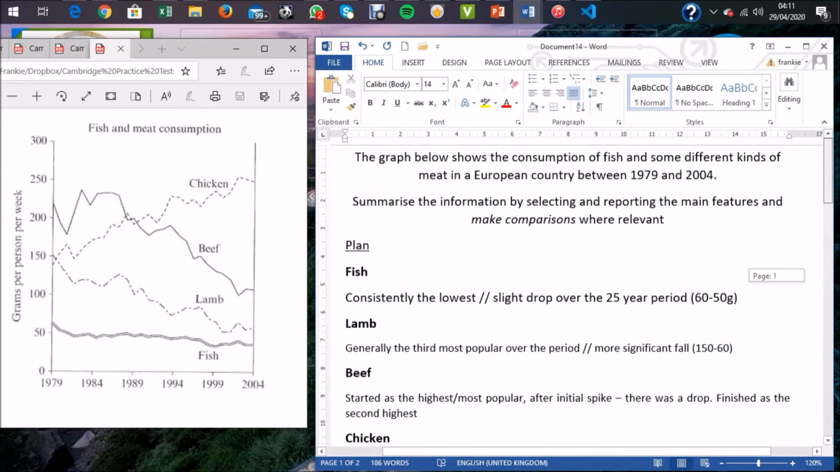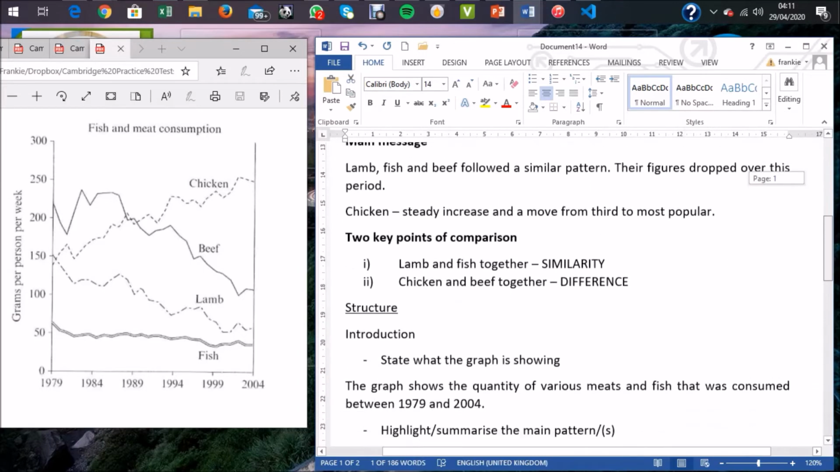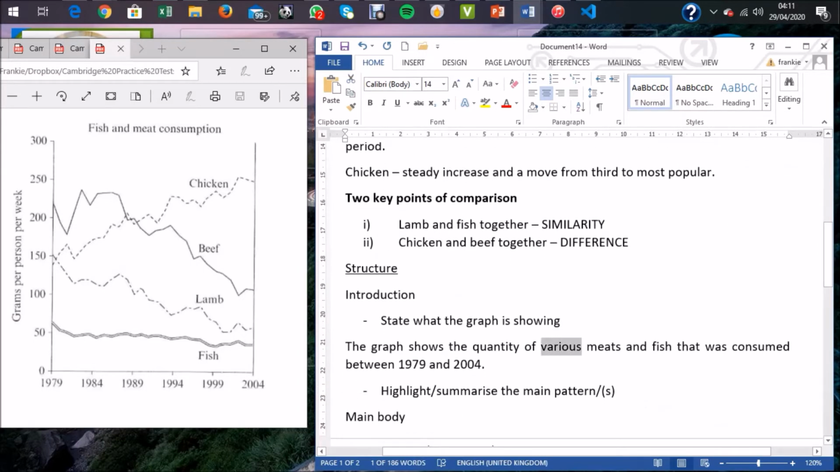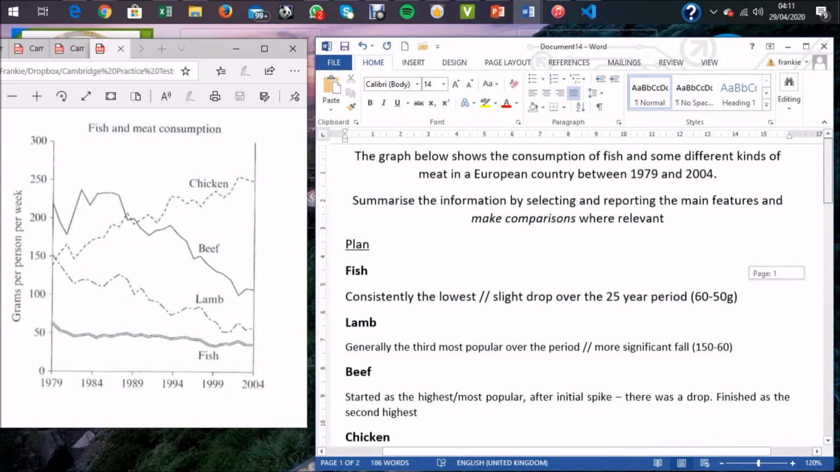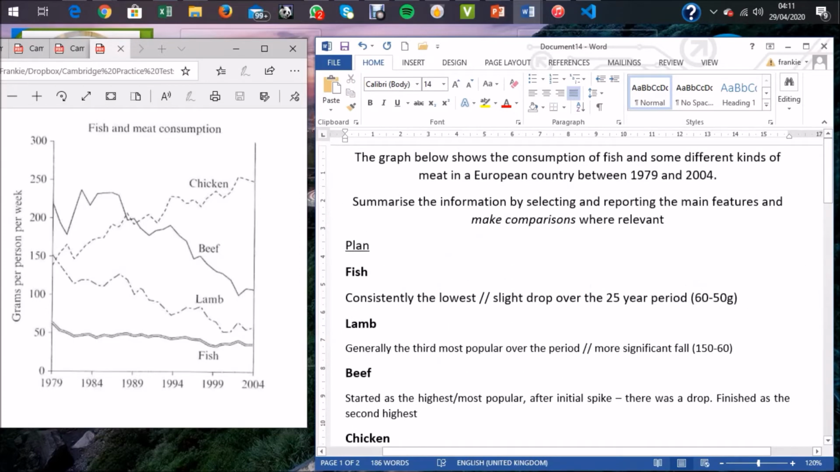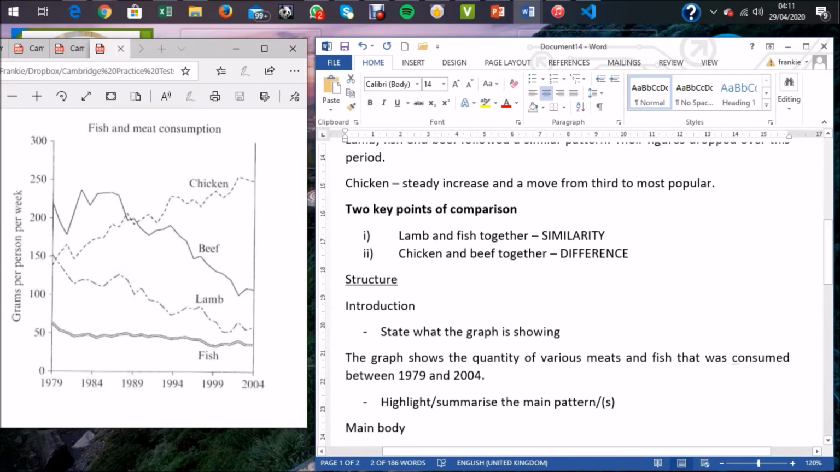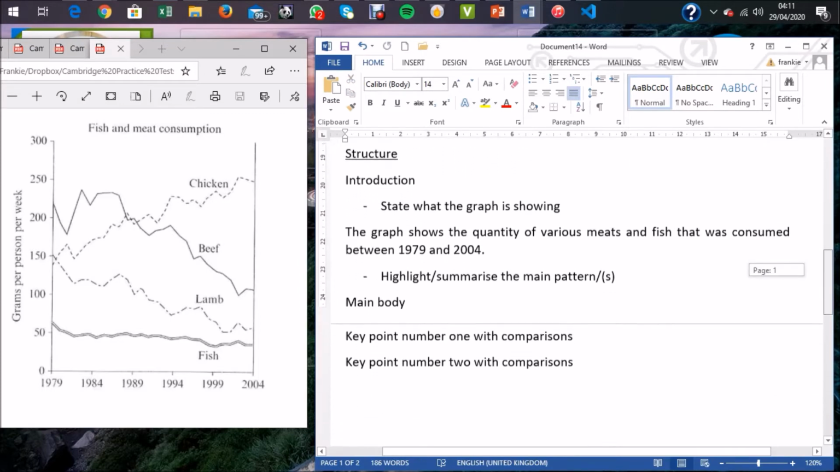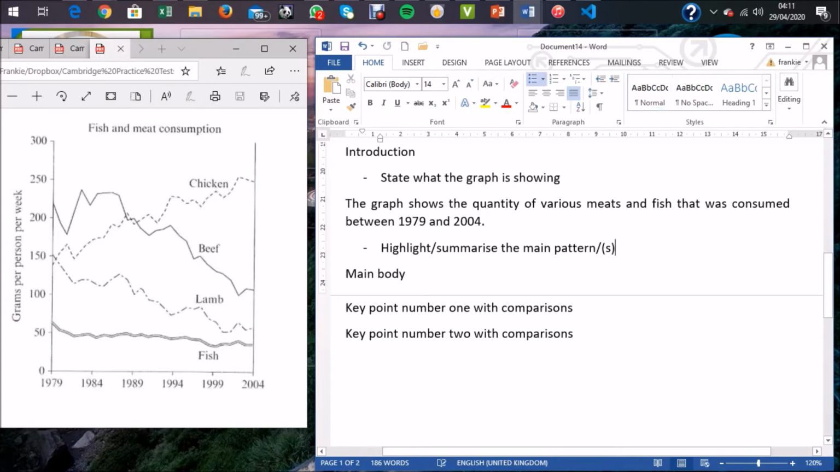So you can see that the question says the graph shows the consumption of fish and some different kinds of meat. Instead of saying different kinds of meat, I have said various meats, which is a synonym, and instead of using the noun consumption, I've changed it to use the verb consumed, and I've written that in the passive form. Second one, highlight and summarize the main pattern.